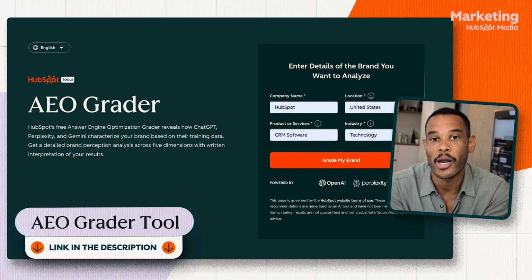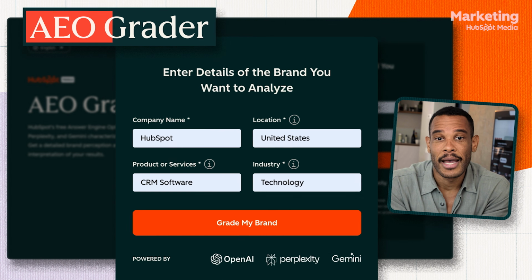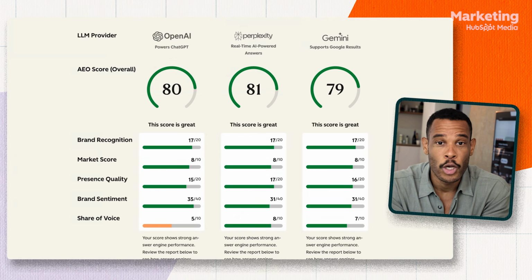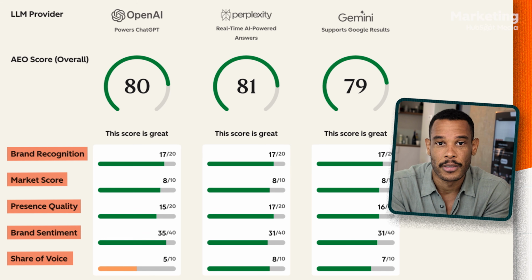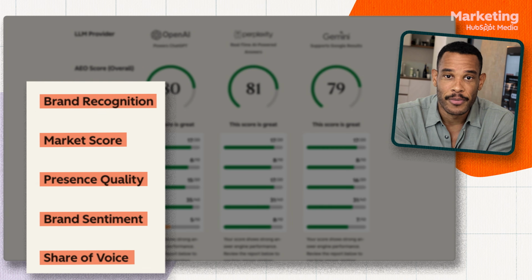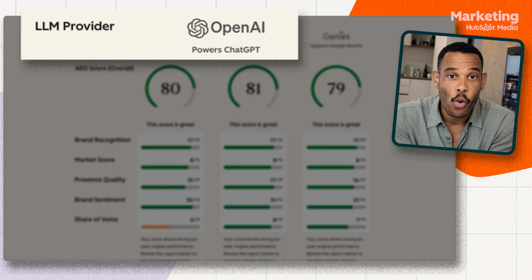That's where your AEO score comes in. Once you grab the free HubSpot AEO grader link below and put in a few inputs about your brand or business, you get a score with useful insights. That should actually be your starting point. And here's how to read it quickly. There are 5 dimensions. Start with your ChatGPT score first.